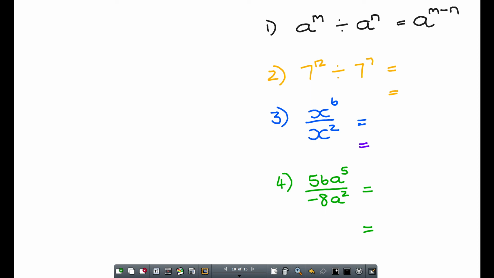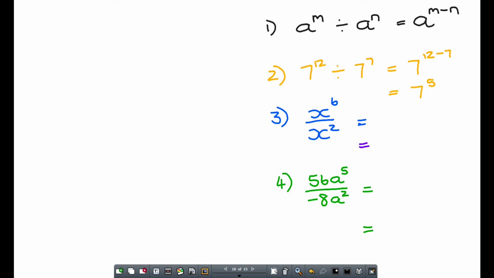Okay. Now, number 2, 7 to the power of 12 divided by 7 to the power of 7. Base is the same, and we're dividing. So we can say 7 to the power of 12 minus 7, which means my final answer will be 7 to the power of 5. Do you guys get that? Okay, can you see base stays 7? It stays the same. It doesn't change.